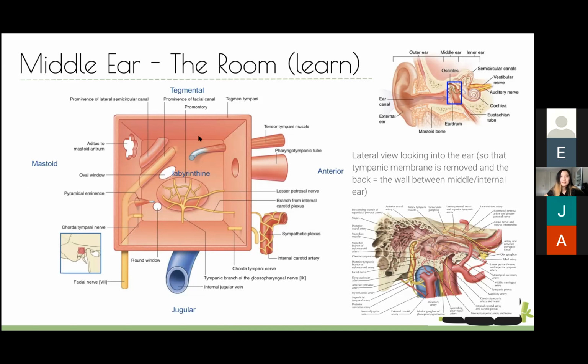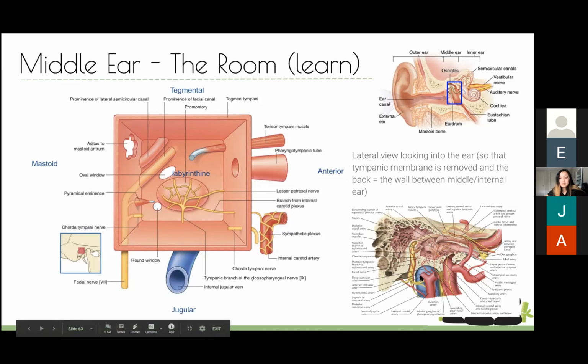I can take you through it. I don't think it's really worth it, to be honest. Tegmental is mainly just your temporal bone. Anteriorly, you have your pharyngotympanic tube, your tensor tympani muscle. You've got your branch from your internal carotid plexus, your sympathetic plexus. You can see it's all here on your internal carotid artery.